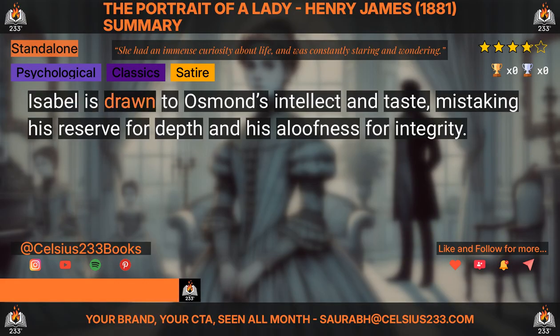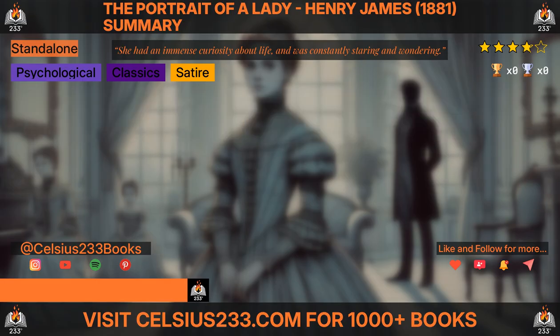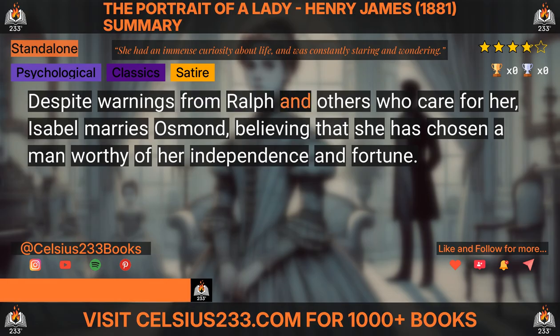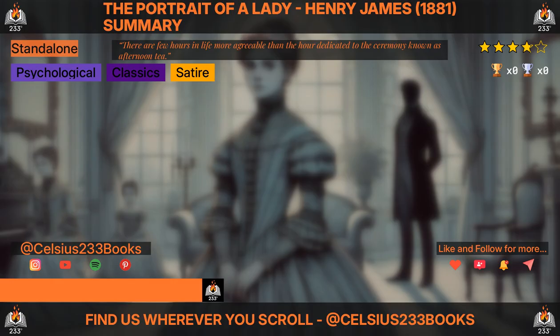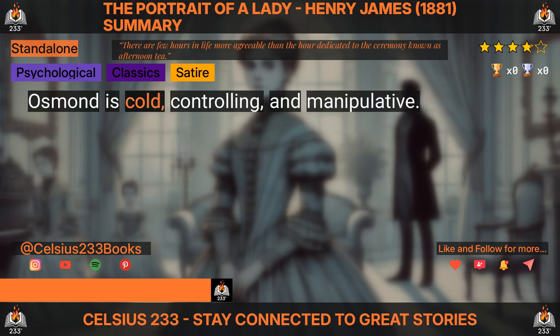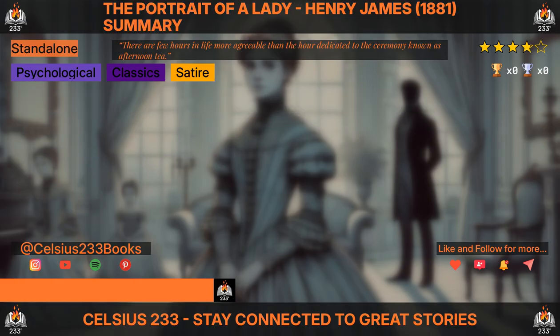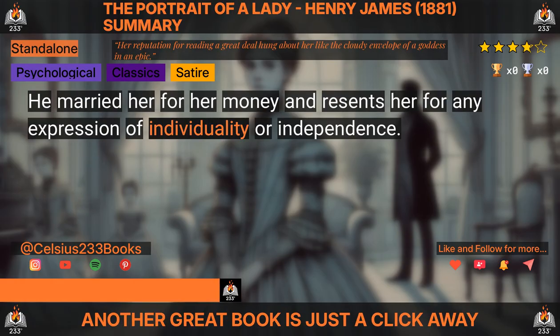Isabel is drawn to Osmond's intellect and taste, mistaking his reserve for depth and his aloofness for integrity. Despite warnings from Ralph and others who care for her, Isabel marries Osmond, believing that she has chosen a man worthy of her independence and fortune. However, after their marriage, Isabel begins to realize the true nature of her husband. Osmond is cold, controlling, and manipulative. He married her for her money and resents her for any expression of individuality or independence.